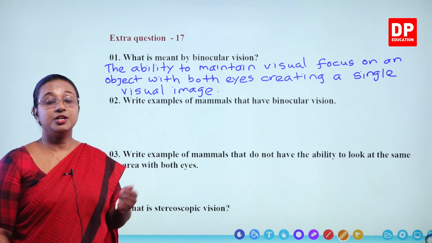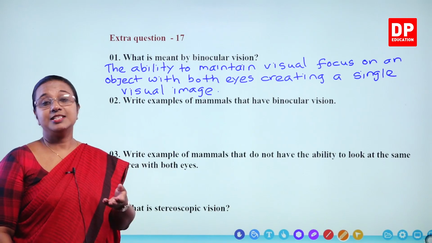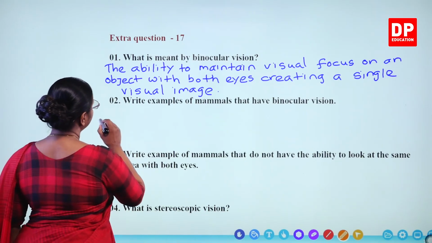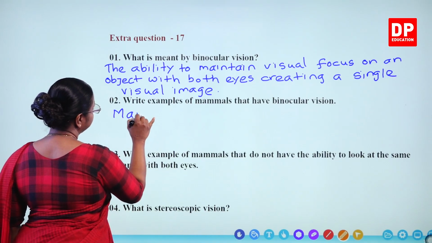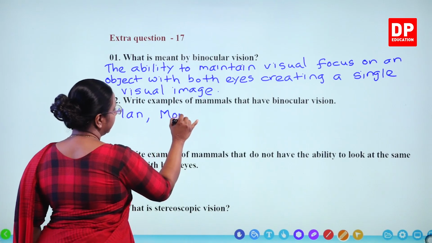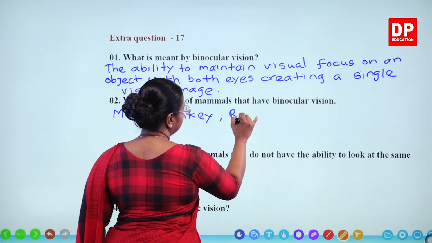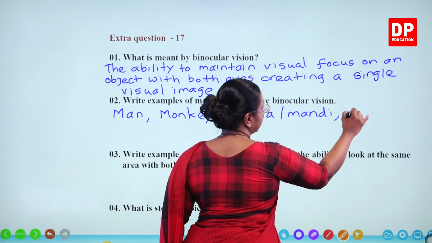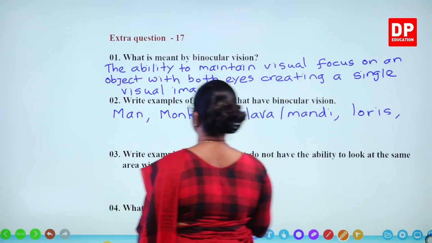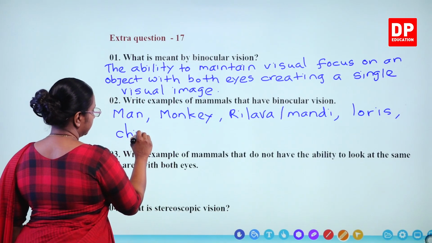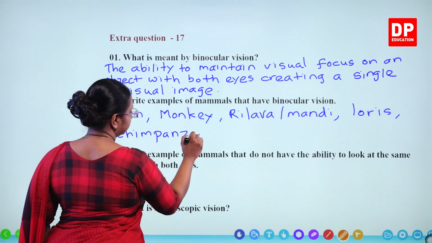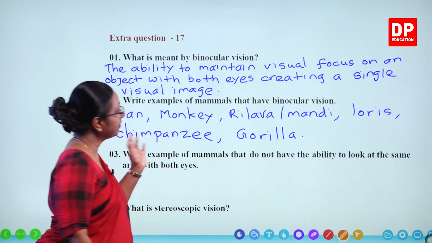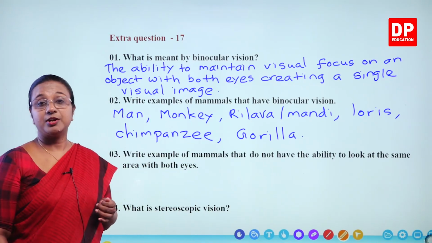What are the examples? You can talk about man, gorilla, chimpanzee, rilava or mandi, and loris. So here we can write all those examples. Man, monkey, rilava or mandi, then loris, chimpanzee and gorilla. So I have written all the mammals that have binocular vision.